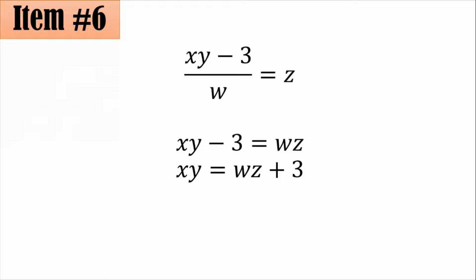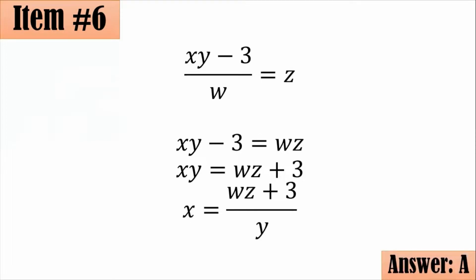We need to have x only on one side. So we will divide both sides of the equation by y. And that gives us x equals wz plus 3 all over y, letter A.